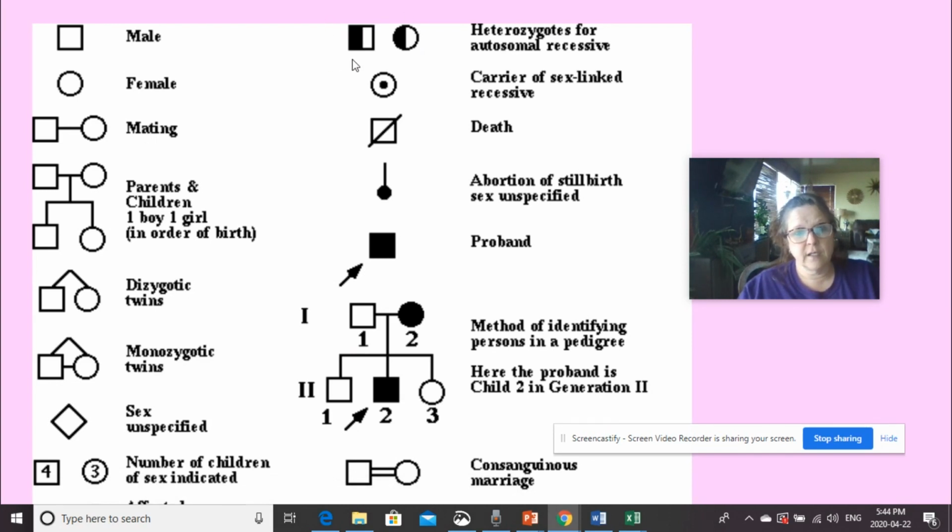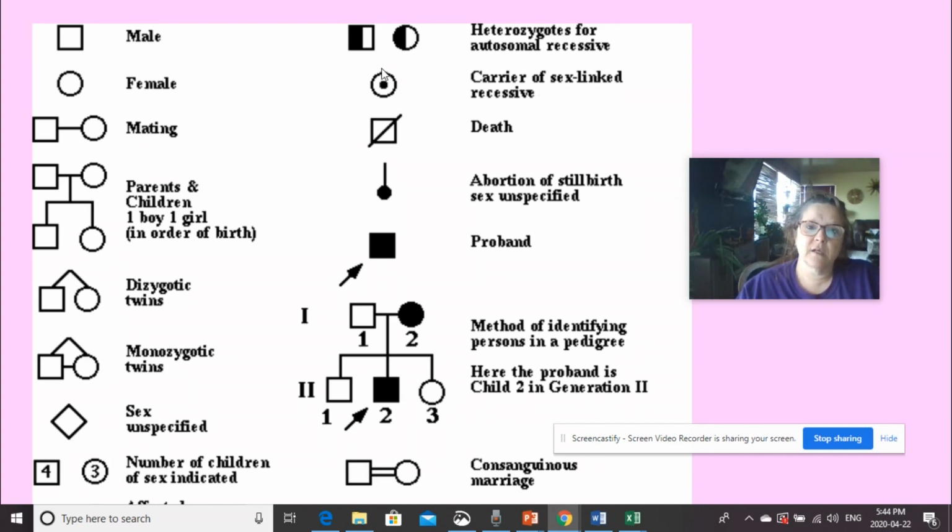If you're not writing in the genotypes, like we're going to be when we do the problem on the whiteboard, you can shade in half the circle or the square halfway, and that will indicate that they're heterozygotes for the autosomal recessive condition.